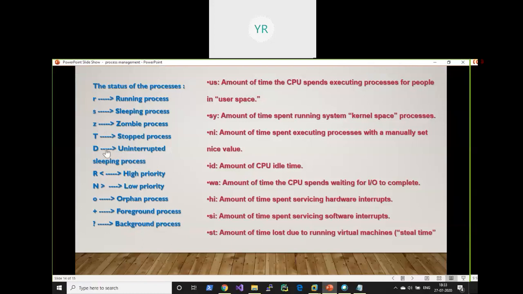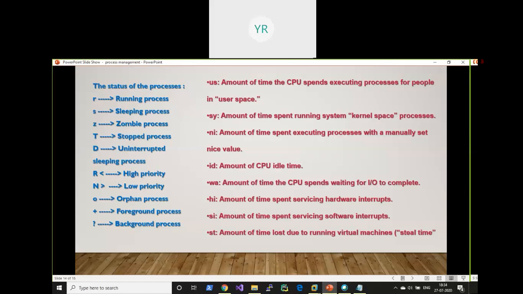So if it is given R, that is a running process. If it is given S, that is a sleeping process. If it is Z, that is a zombie process, if the letter in that field is like that. If it is T, then it is a stopped process. I told you what a stopped process is. If it is D, that is an uninterruptible process.